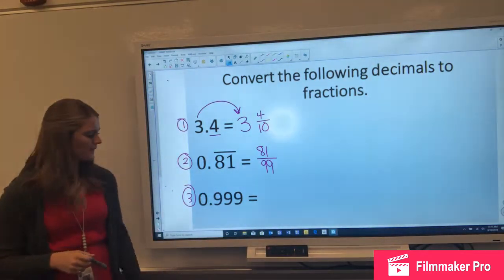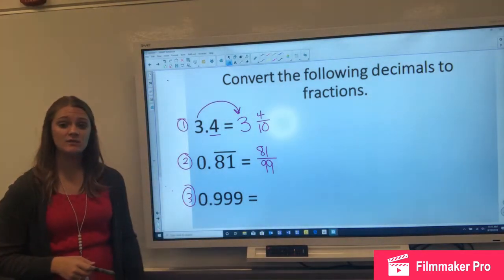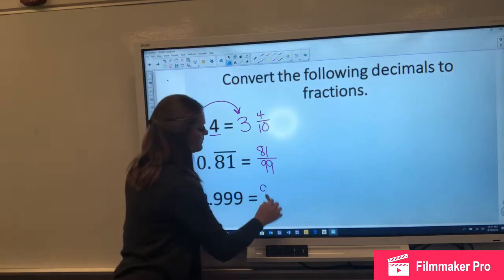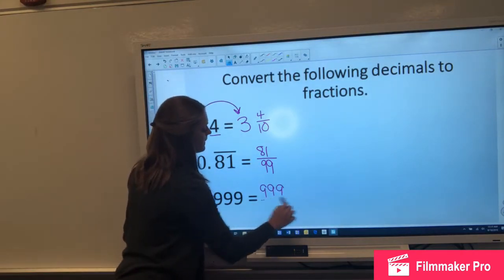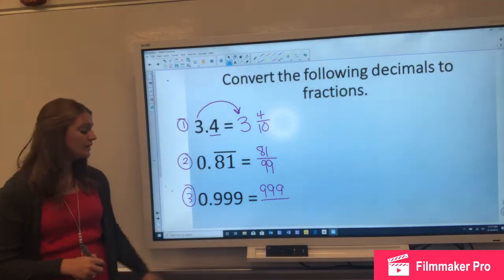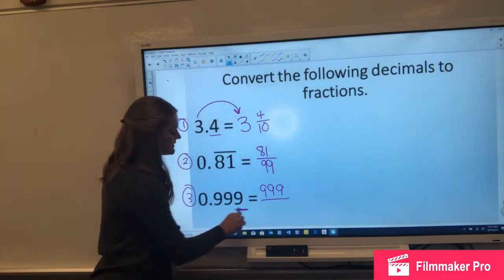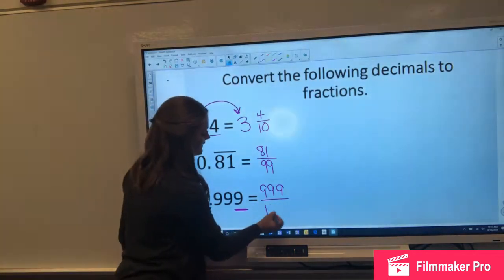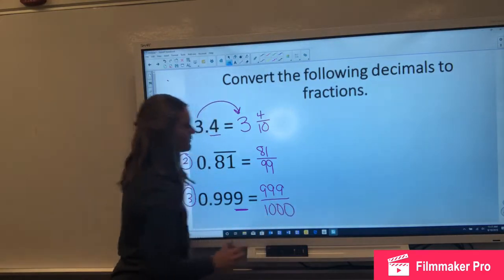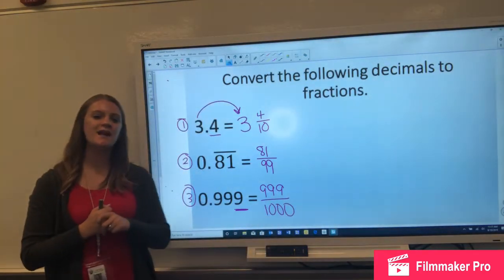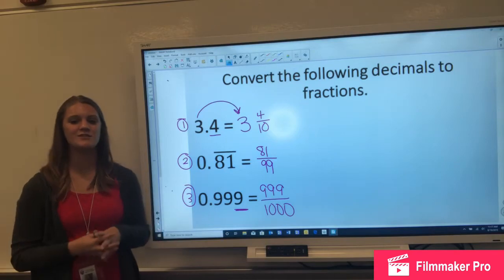And lastly, our last decimal, number 3, is going to have a big numerator. Don't let that numerator fool you. It is a terminating decimal. It does not repeat, so we will use the last digit's place value of 1,000. And this concludes the lesson on how to convert decimals to fractions using place value.